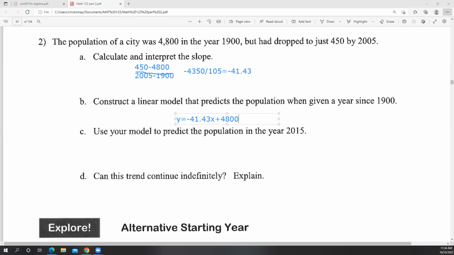How many people did you come up with? We'll round it to the nearest whole person. 36 people. That's what I figured. Could this continue indefinitely? No, we can't have a negative number of people, right? We can't have a negative number of people.